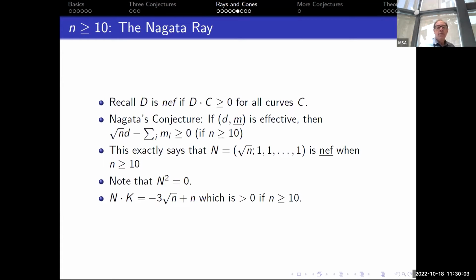Now note that the square of the Nagata ray is 0. If I take d squared minus the sum of the mi squared, there are n ones there, so d squared is n, minus n is 0. And the Nagata ray dotted with K is 3 root n plus n, which is positive if n is 10 or more. So we have that the Nagata ray lies in the positive side of the half space.